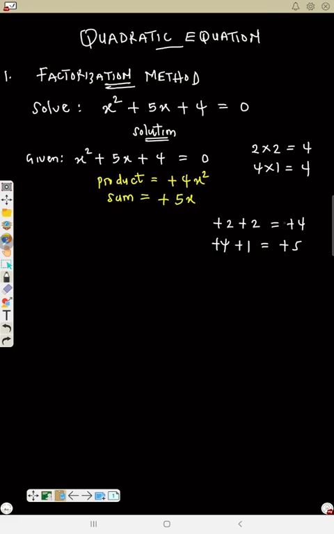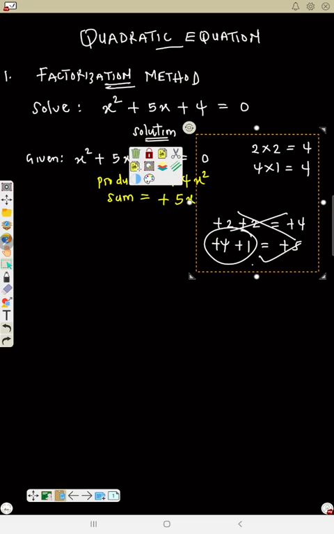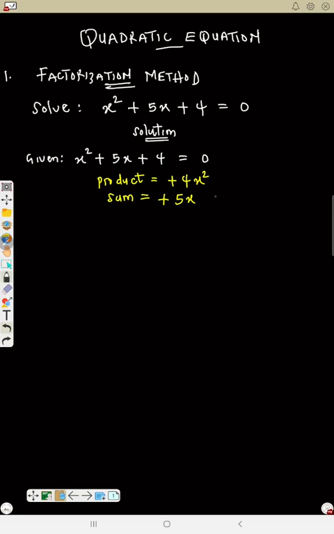So now this one cannot work because my sum is plus 5. That means I will use this one. I'm using plus 4 plus 1 because it will give me plus 5. Now those are the two numbers. So the two numbers are plus 4 plus 1 because it will give us the 5.